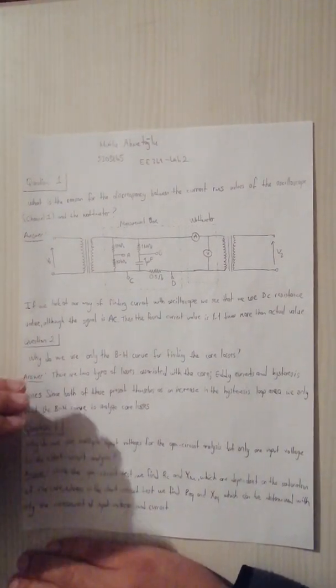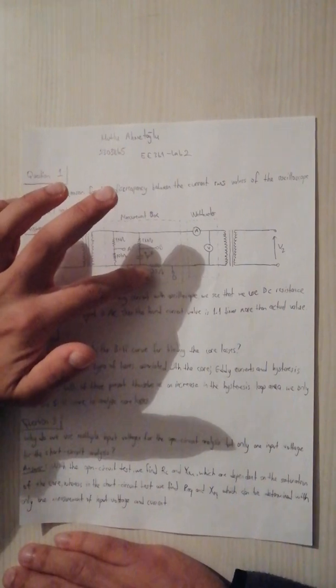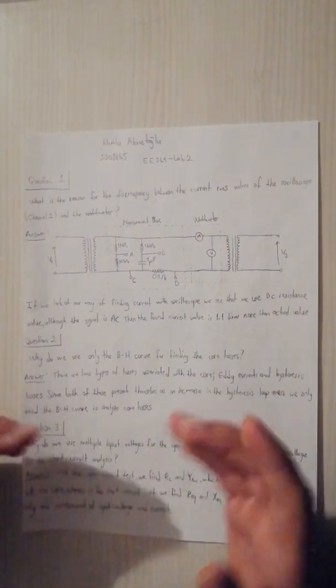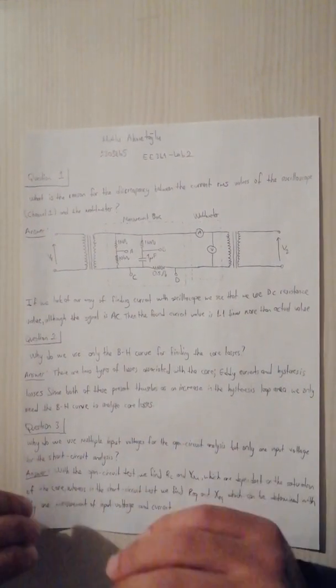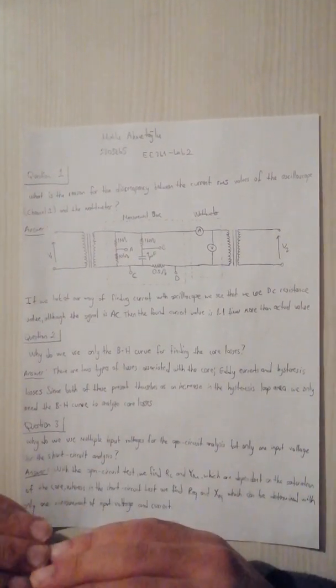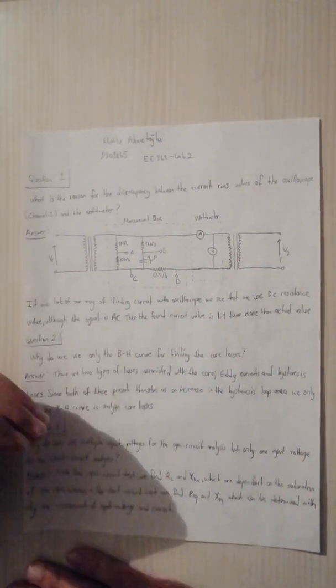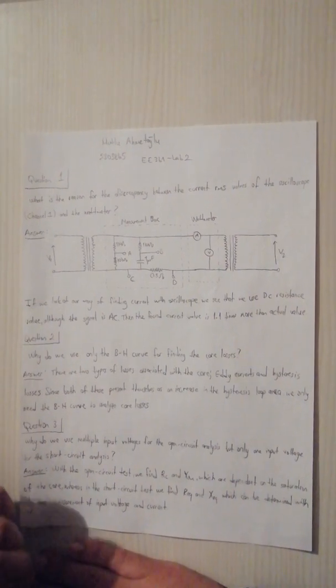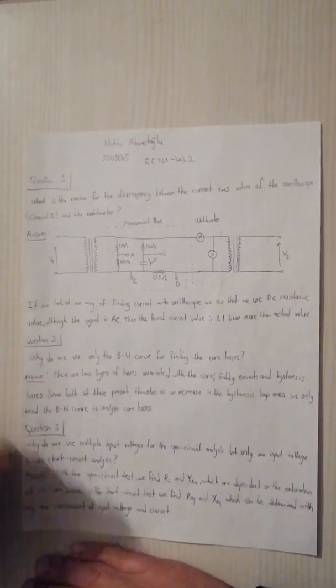So if we use the AC resistance instead for this resistor, we find that the value we found is 1.1 times more than the actual value. So the actual value turns out to be equal to what the wattmeter has found. Let's go on with the second question.